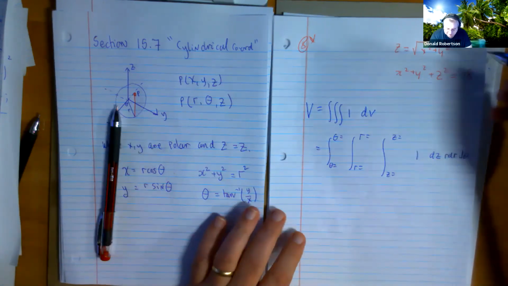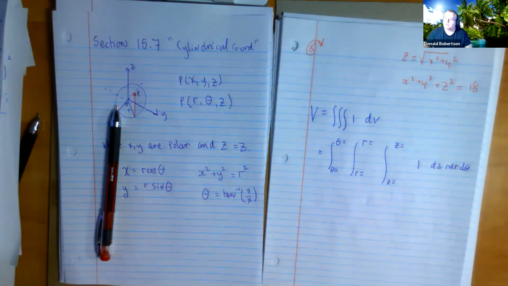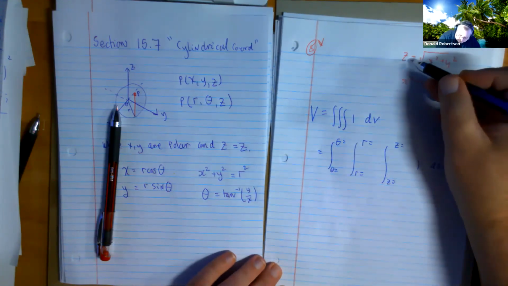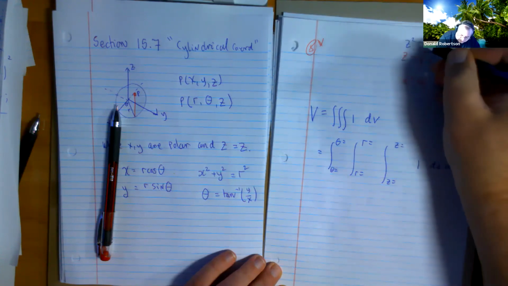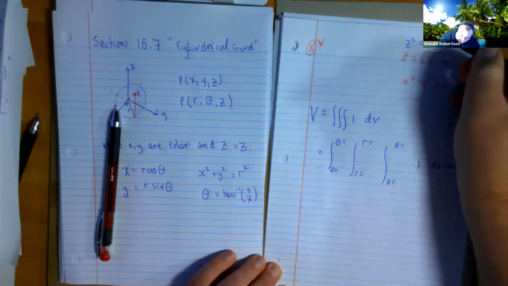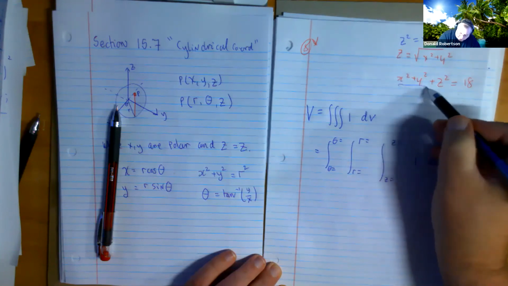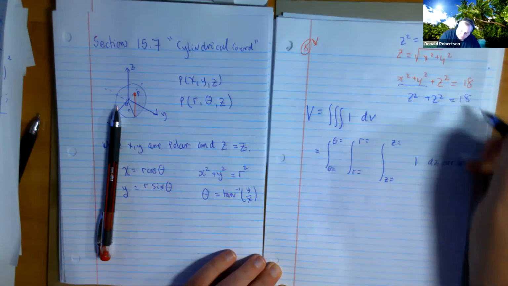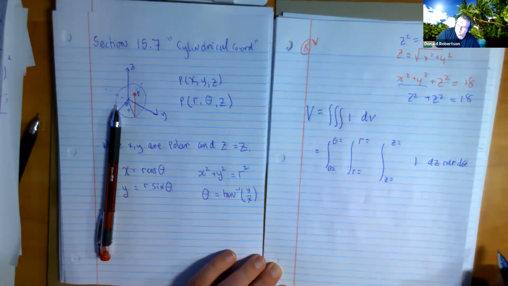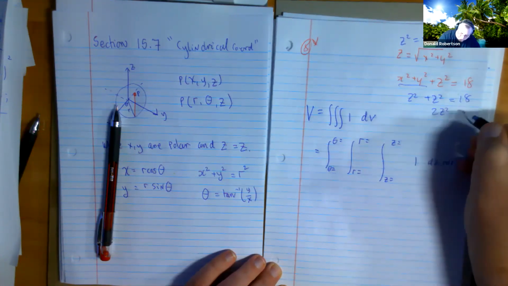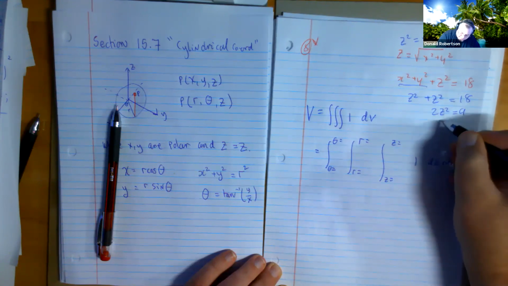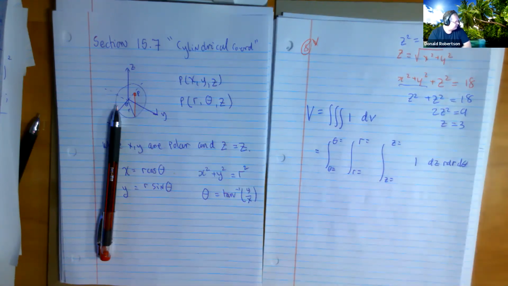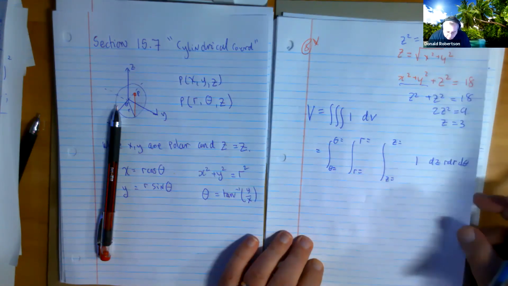So that means we've got to figure a way of putting these together. In other words, where do they intersect? Now, if you convert this into z squared equals x squared plus y squared, then doesn't this become z squared plus z squared equals 18? And that gets me 2z squared equals 9, and that gets me z equals 3. And I went the wrong way.